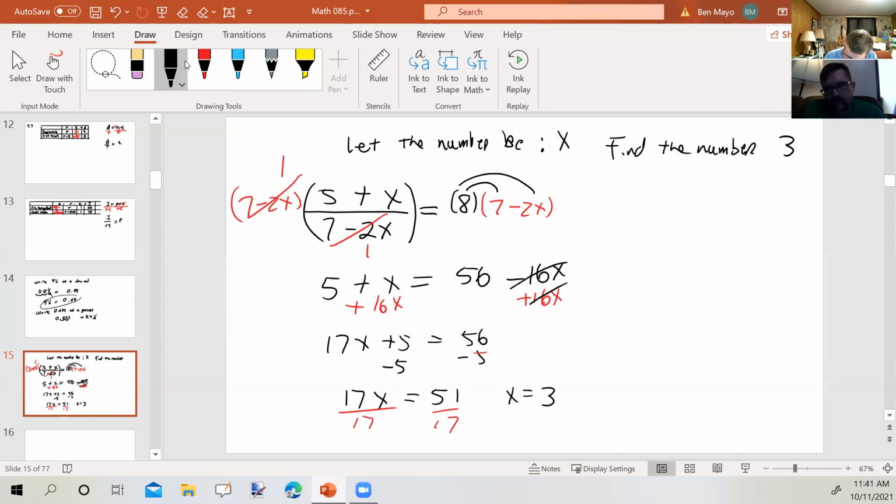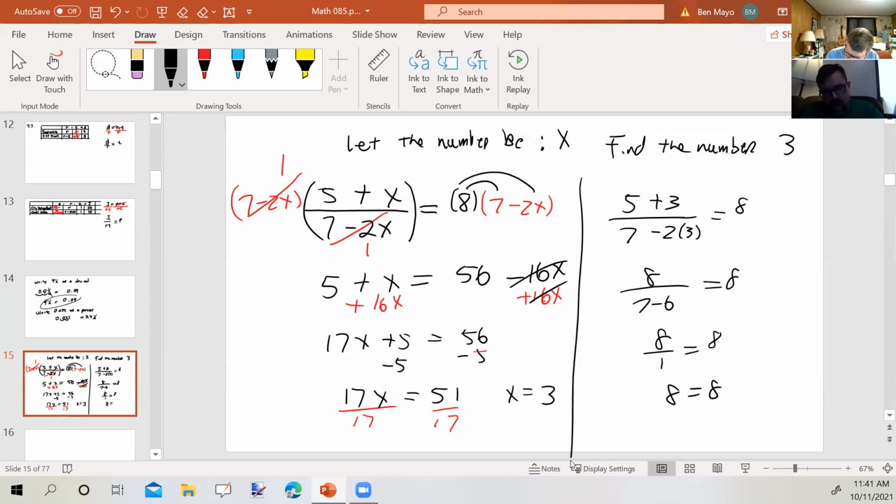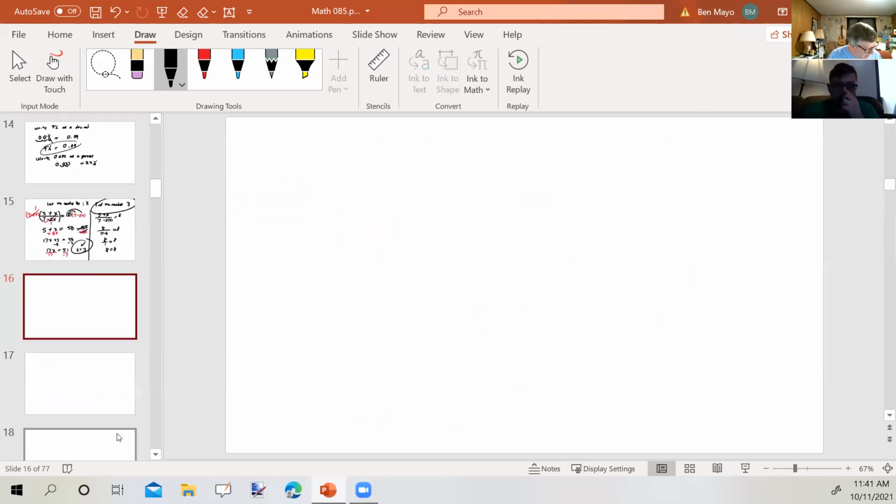Find the number: 3. Let's check our work. So the original equation, but putting 3 in for x, we'd have 5 plus 3 over 7 minus 2 times 3 equals 8, which is 8 over 7 minus 6. 8 over 1 equals 8. 8 equals 8. So the number is 3. Any questions about that example? All right. Let's take a look at another example then.